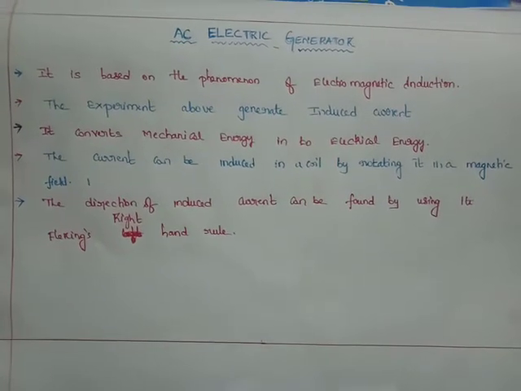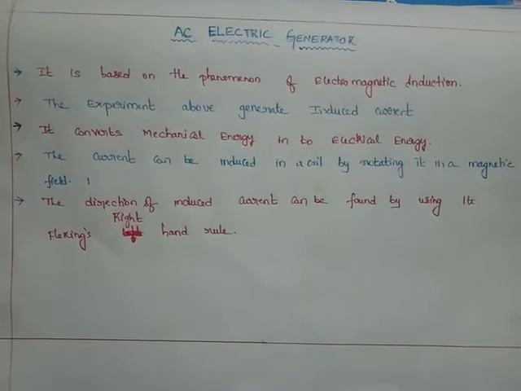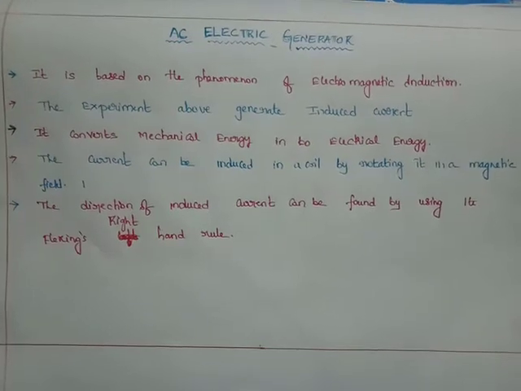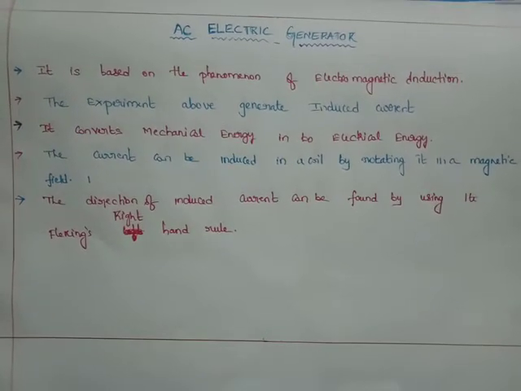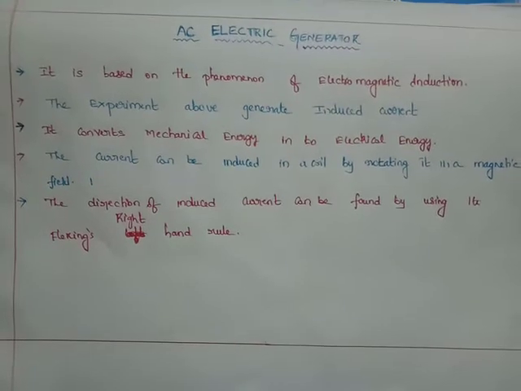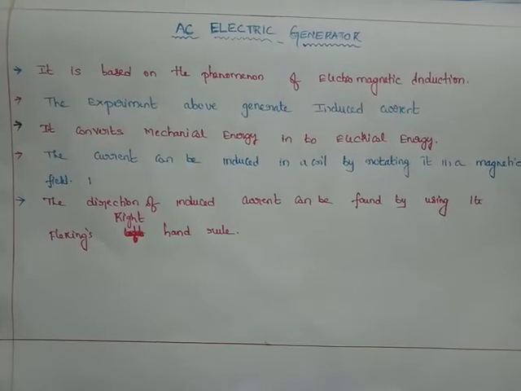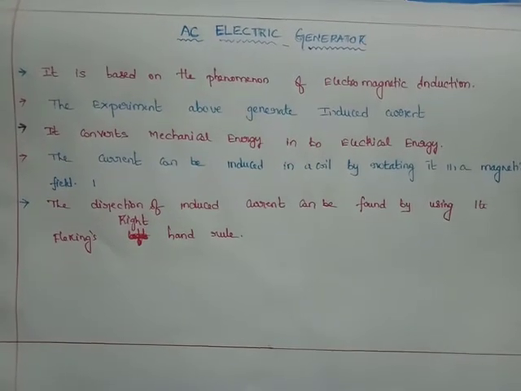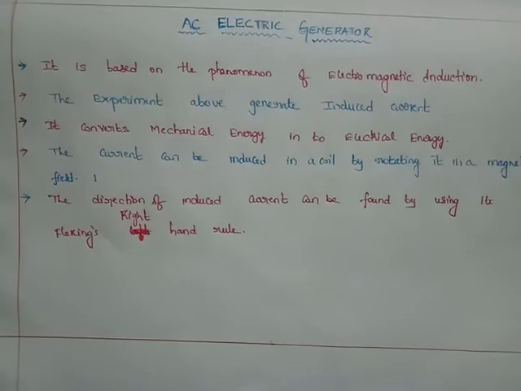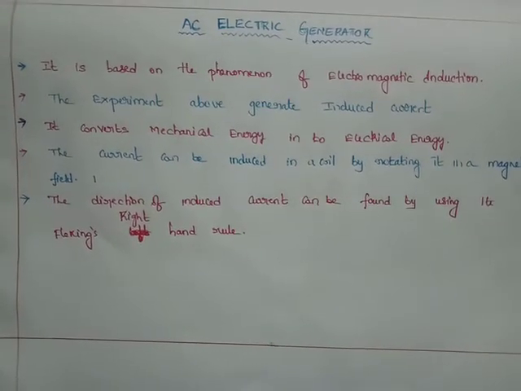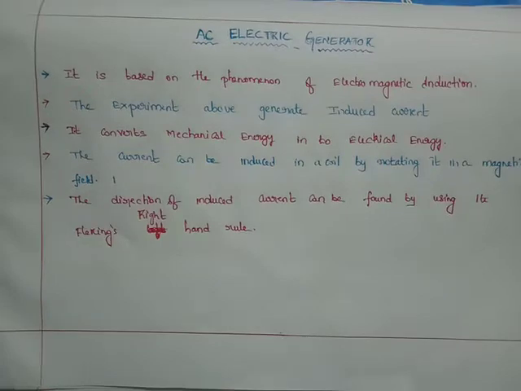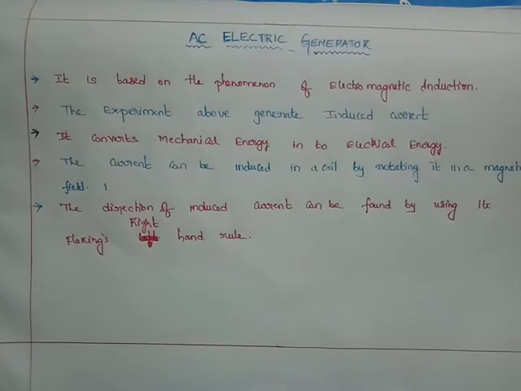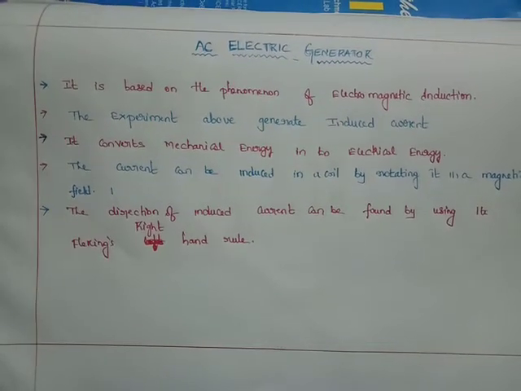So which rule is followed in the entire experiment? The AC generator needs Fleming's right hand rule. In Fleming's right hand rule we use three fingers: the thumb, the forefinger and the middle finger. The thumb is the direction of the force, the forefinger indicates the magnetic field, and the middle finger indicates the direction of the current. So these are the main phenomena of the AC electric generator.